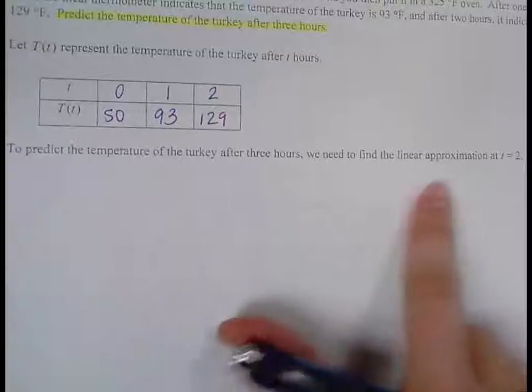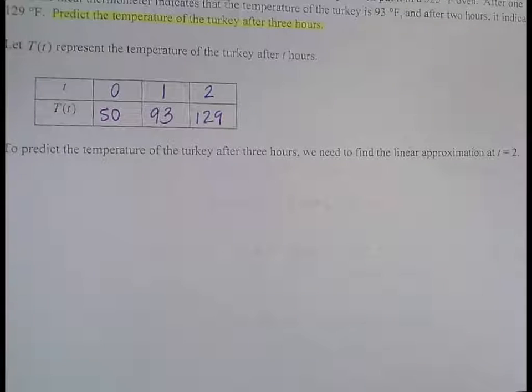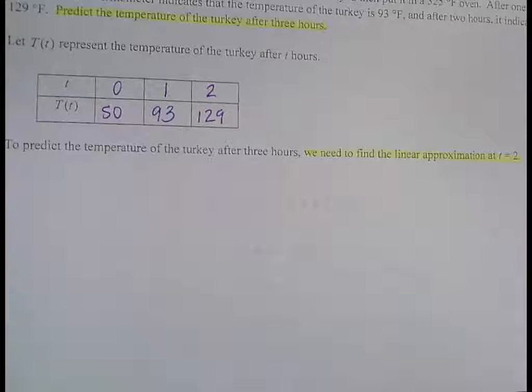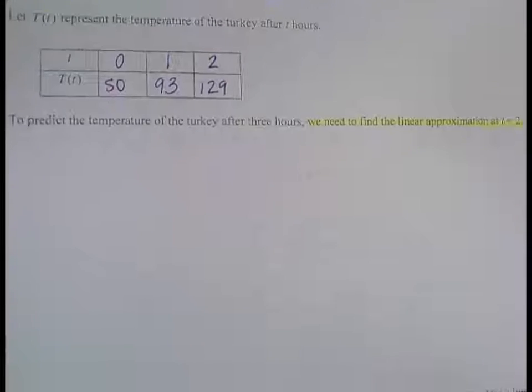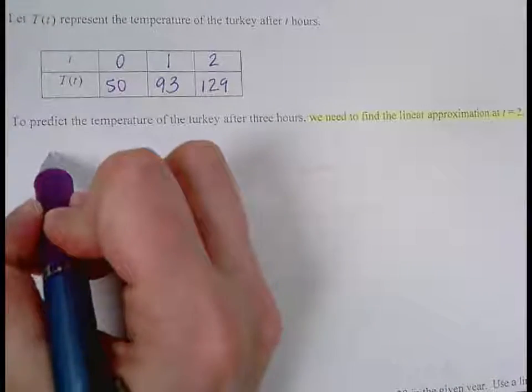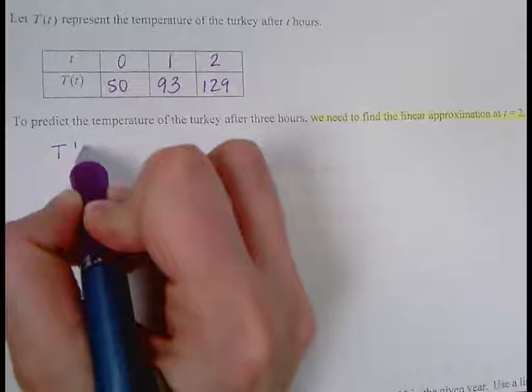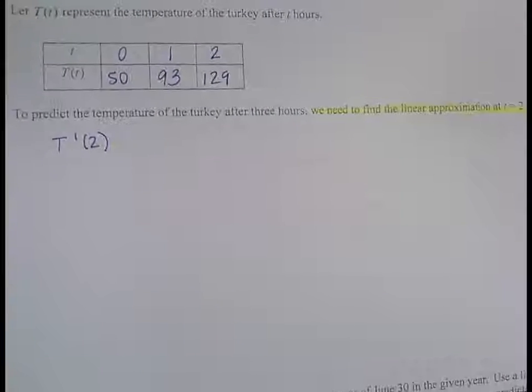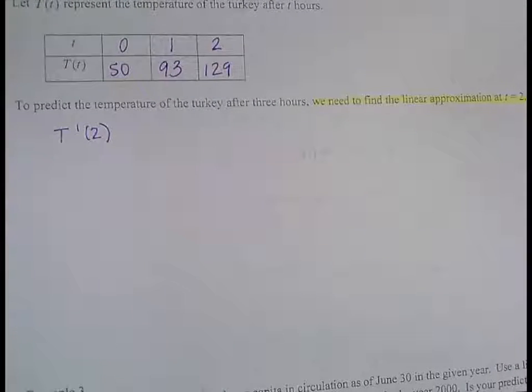So to find the linear approximation at t equals 2, we go through the same process we just did in example 1. We need to write the equation of the tangent line. And to do that, we need a slope. And to get a slope, we need a derivative. So we need to find what T prime of 2 would be approximately. How do you find a derivative from a table of values?